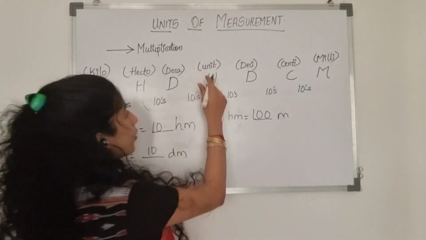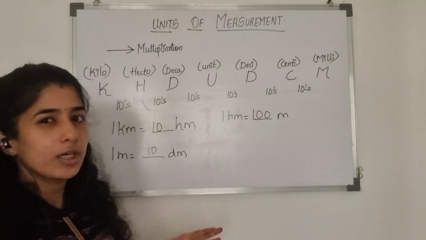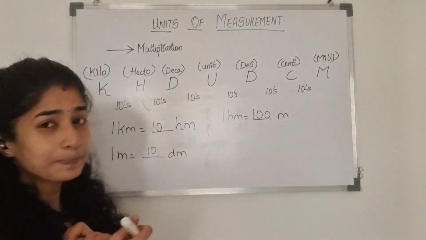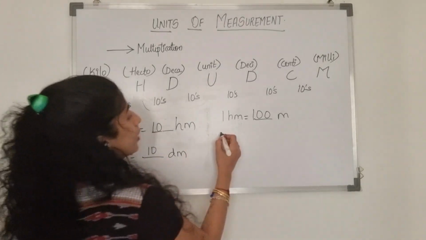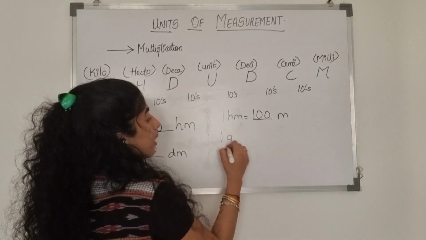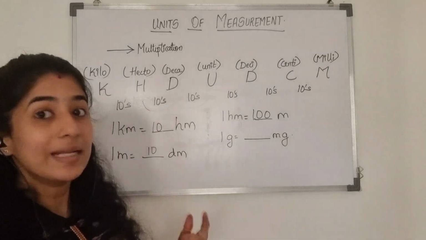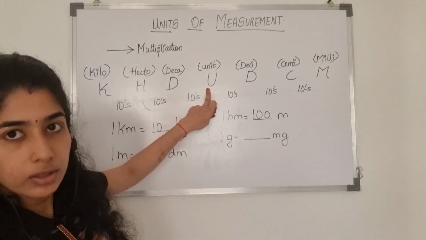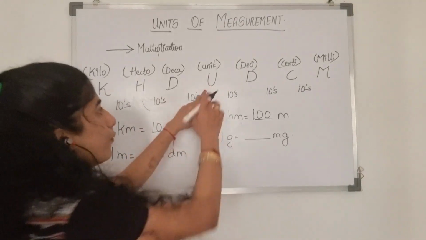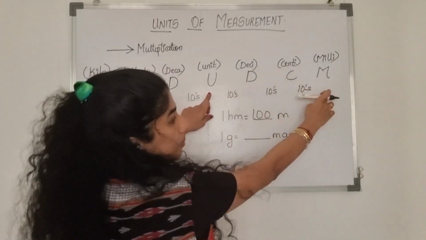Let's check. Okay, now we did a lot of length ones, we will go for the weight one. If I am asked, what is 1 gram equal to how many milligram? Gram is over here, this is the basic unit, right? From gram I am going to milligram over here.